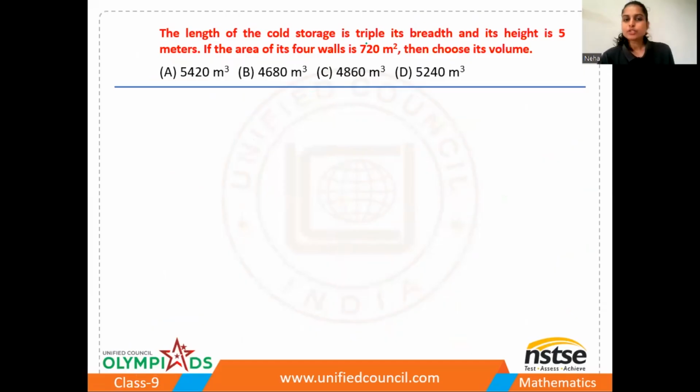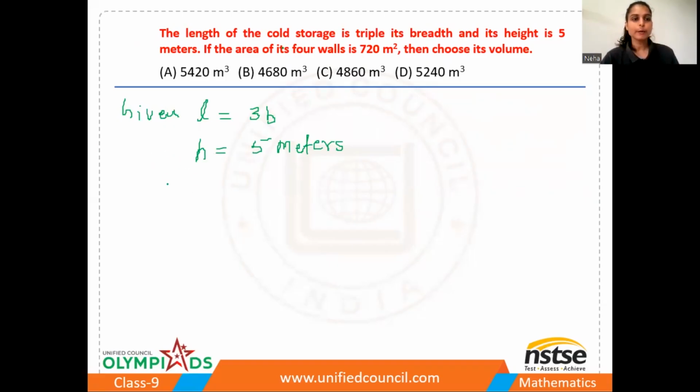The length of a cold storage is triple its breadth. So it is given that length is equal to triple its breadth, and its height is 5 meters. Height is also given, equal to 5 meters. Very good. And the area of its four walls is given.